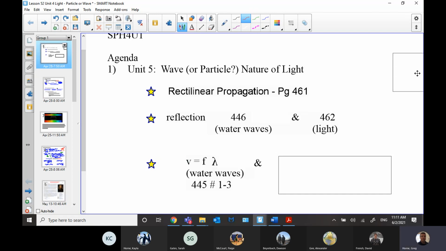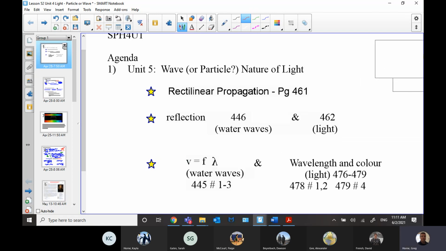Okay, so questions to do with that. This is v equals f lambda with water waves, and then this one is to do with light, where you're basically working with v equals f lambda in both cases, but with a light concept and with a waves concept separately. I'm just doing a quick check here to see if I want to show you or remind you of frequency and so on.